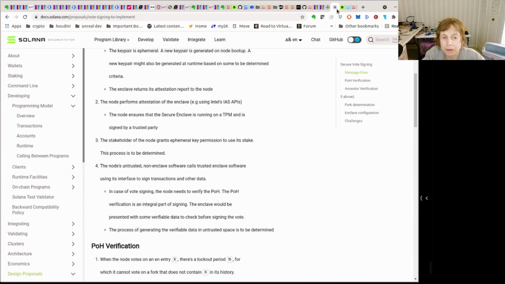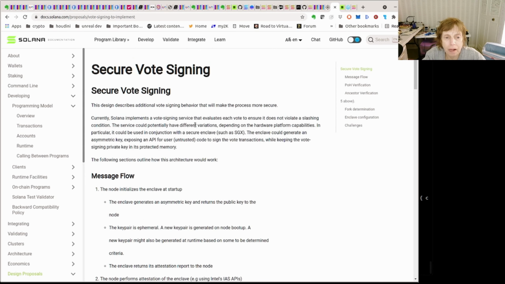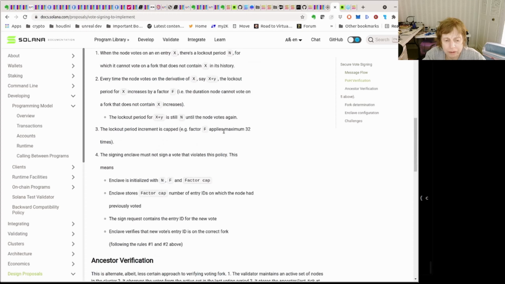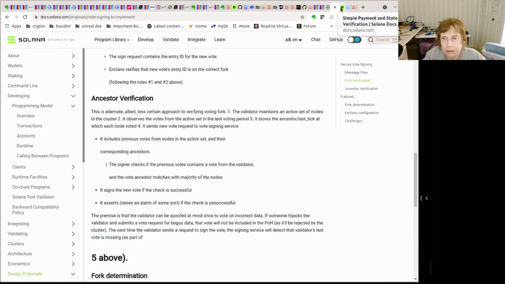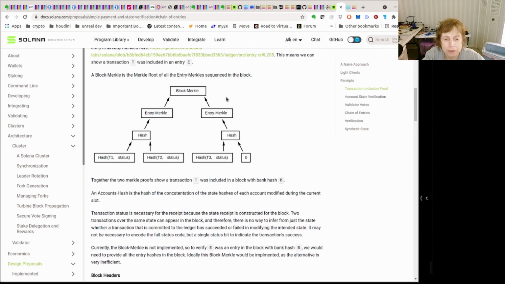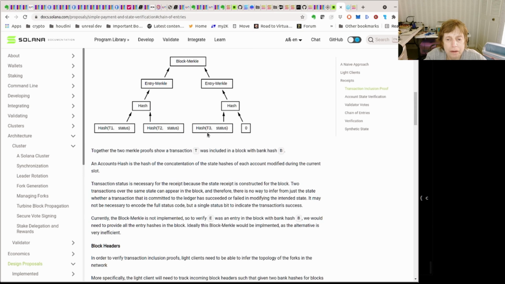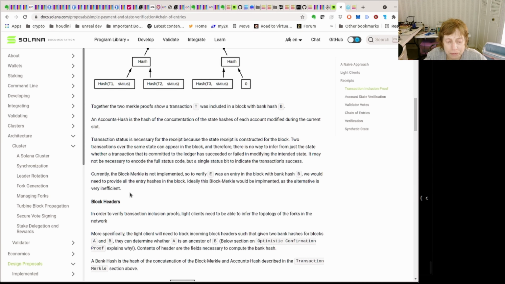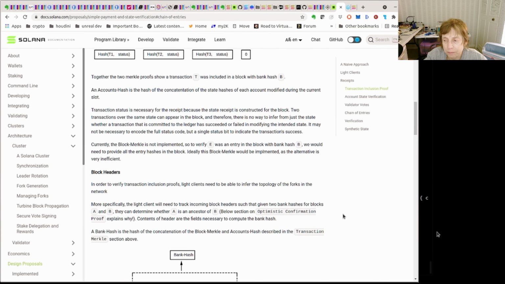I think we can see here, is it this page? Maybe it's this one. Here we go. So you can see this is the idea with the Merkle block. You hash, and the hashes are hashes, and hashes of hashes, and eventually you get the root, which is the block Merkle. And we've seen this in other chains.